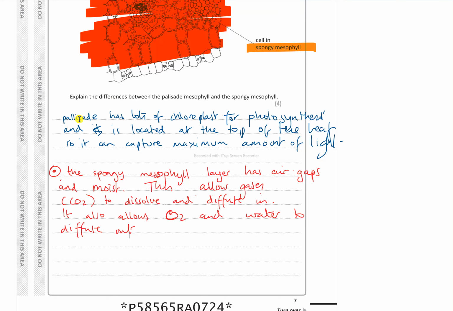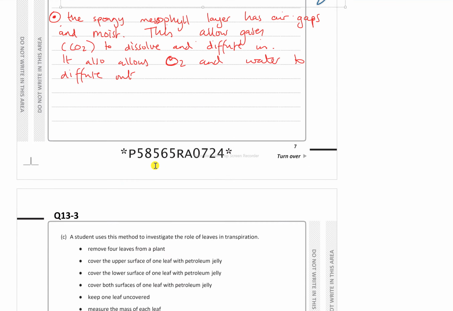Yeah, so we've said it from one side. You can say it from the opposite side, in terms of saying that the spongy mesophyll has fewer chloroplasts because there's less photosynthesis, towards the middle and bottom of the leaf. Okay, that's fine.